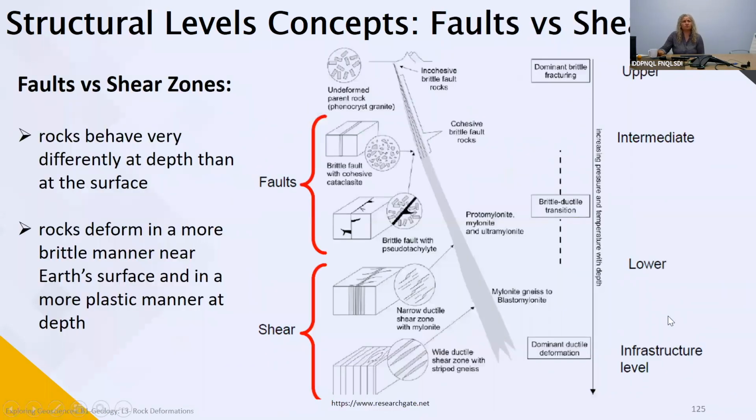So faults versus shear zones: faults are between the upper and intermediate levels, and shears are between the lower and infrastructure levels. We really need to understand that faults are the brittle parts, and they will break, and they will not reorient things, or only semi-reorient things. Once you go to shearing, the elements inside will be reoriented along the strains and compression on the rocks.